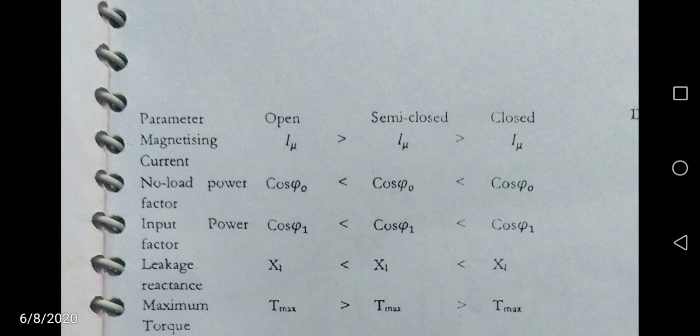When flux is less, if you use the open slot, air gap is more. Because of more air gap, reluctance is more. When reluctance is more, flux is less. Because of less flux, magnetizing current requirement is more. So if you use the open slot, magnetizing current requirement is more. In closed slot, less air gap, so less magnetizing current is required.